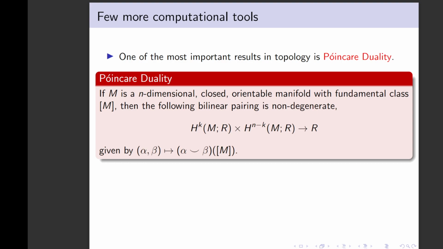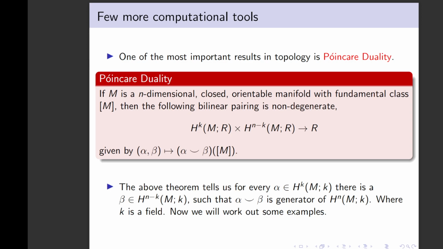And what Poincare duality is saying is that this pairing is non-degenerate, and this non-degenerate is the same as you have seen for vector spaces. And also this is one of the important corollaries that I will use right after this slide.